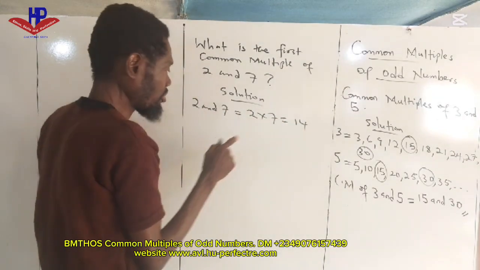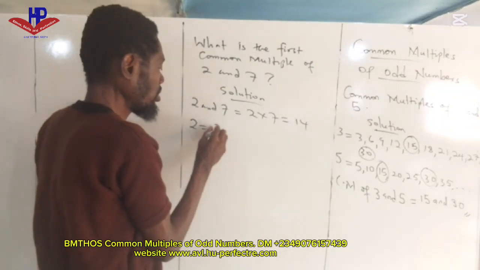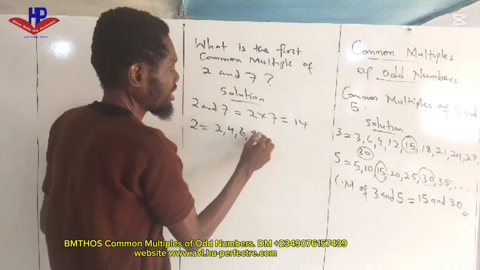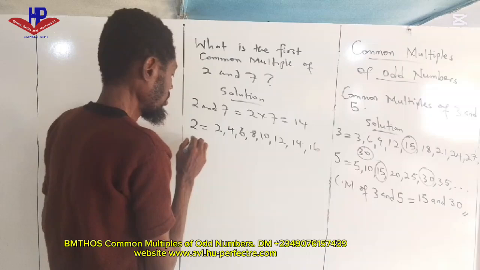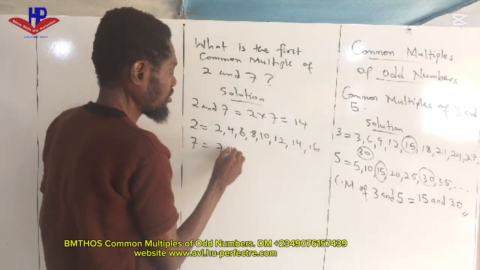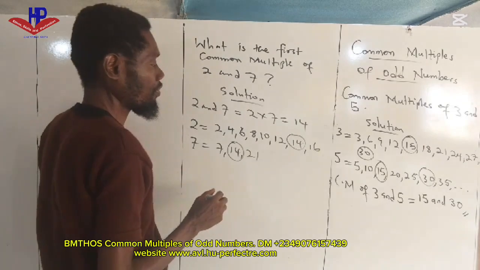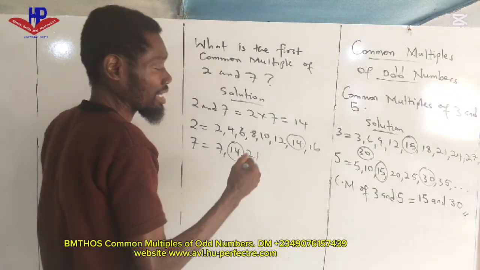But if you want to use this method, the multiple chain method, you have 2, 4, 6, 8, 10, 12, 14, 16. You have 7, 14, 21. You can see 14 is common, which is the first multiple. So once you're given a specification, ensure you stop at that point.